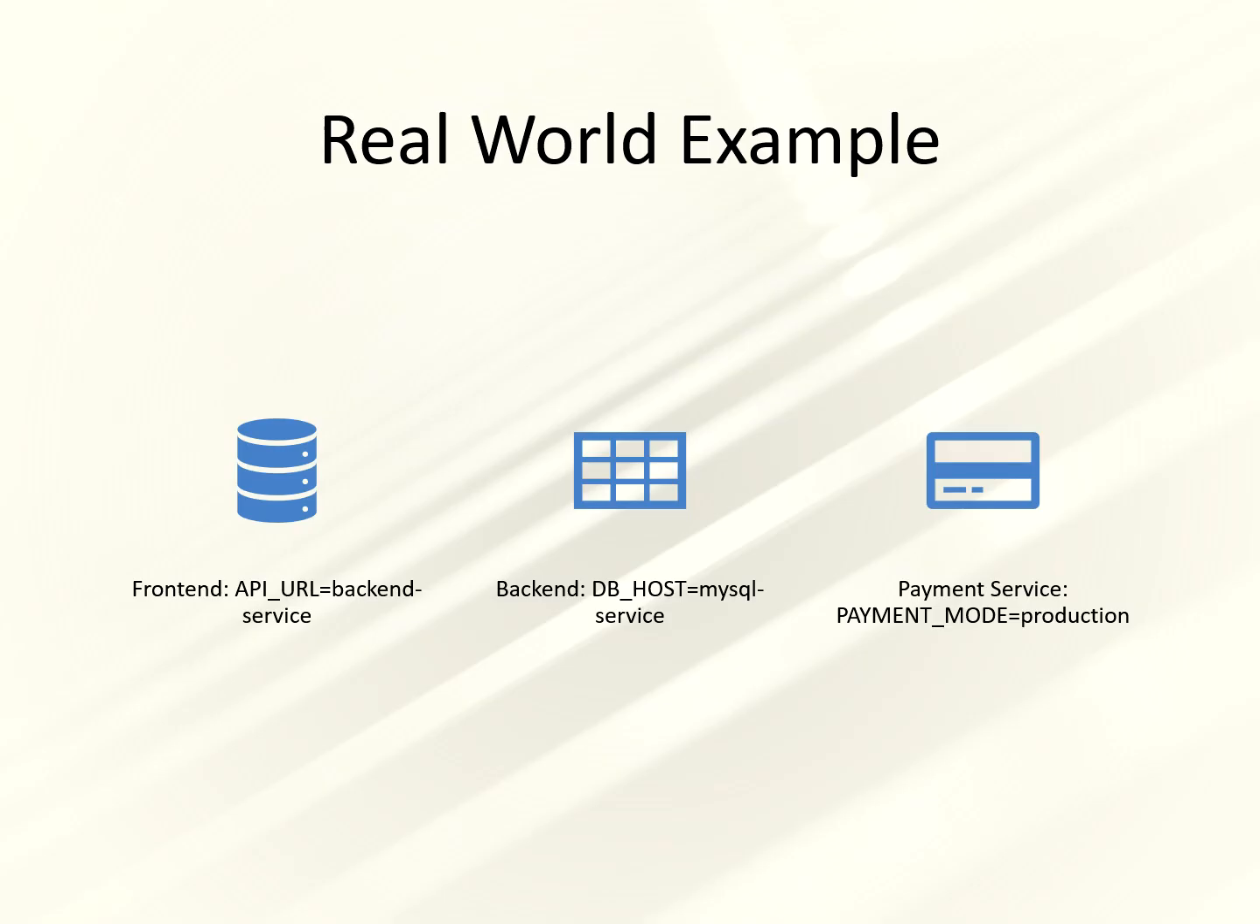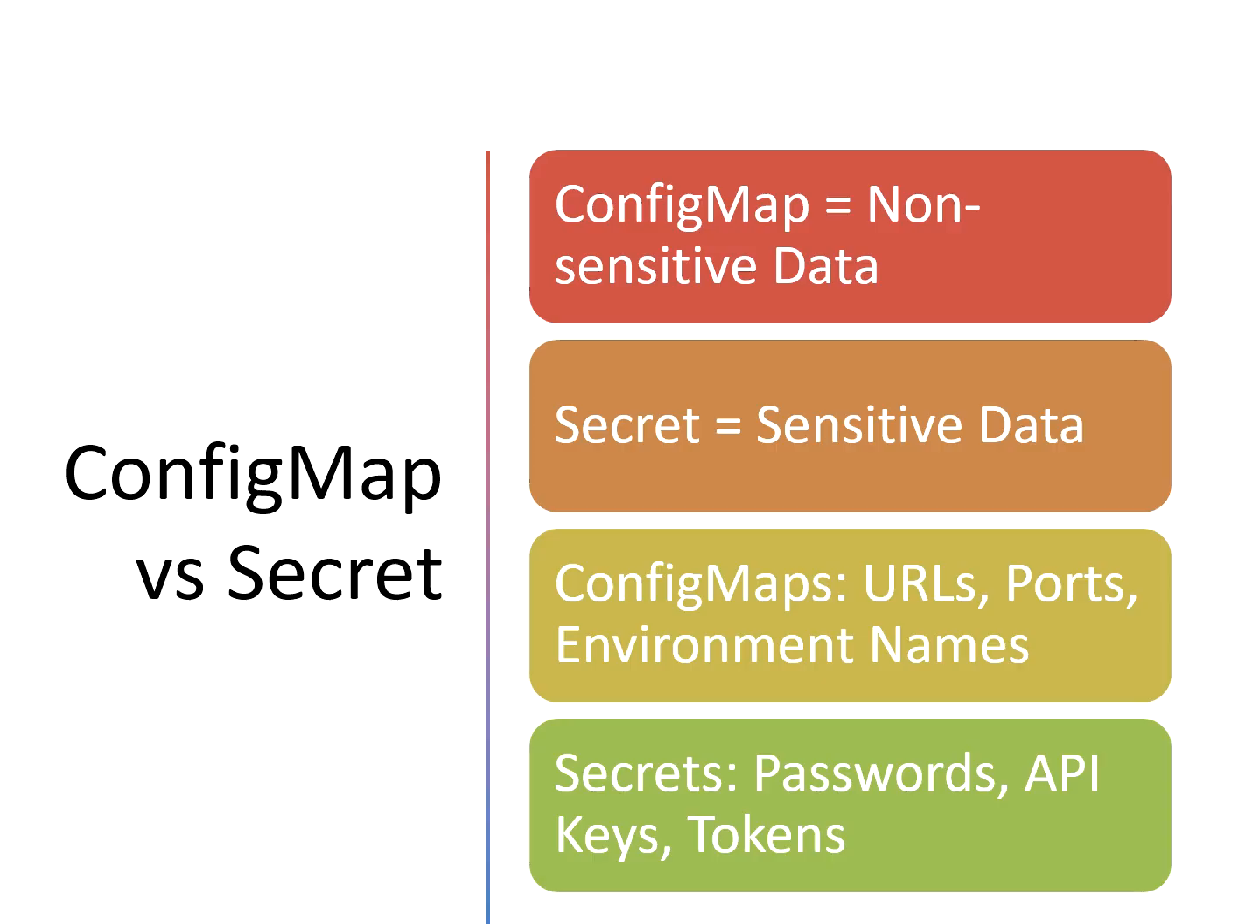Let's quickly see a real-world example. The frontend service needs an API URL, the backend needs a database host, and the payment service needs a payment mode. Instead of hard-coding these values in applications, all configurations are stored in a ConfigMap. The benefits are easier updates, reusable Docker images, better environment management, and cleaner deployments.